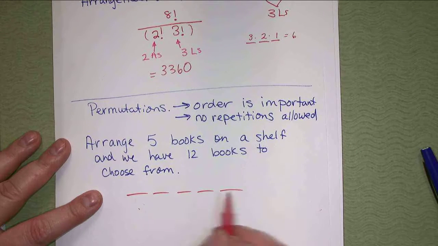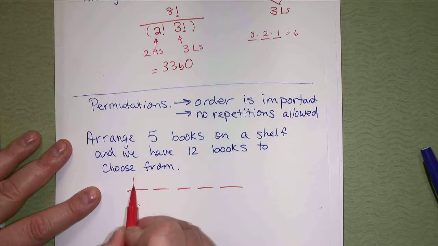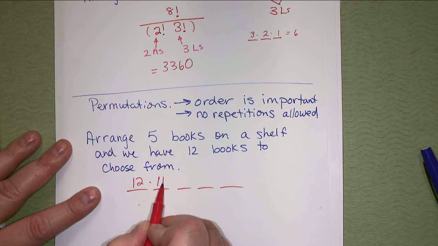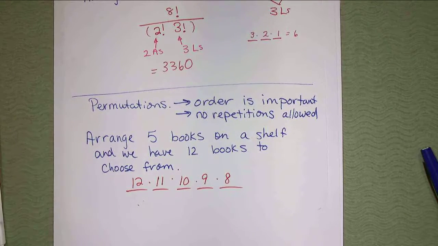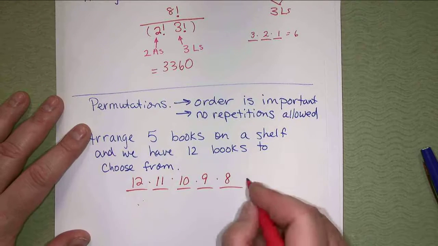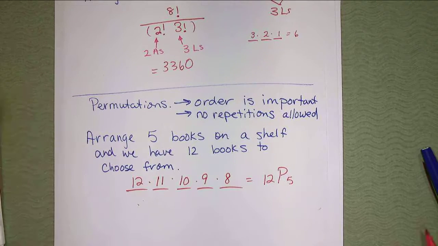1, 2, 3, 4, 5. How many choices for the first spot? 12. Second spot? 11, 10, 9, and then 8. And then you just multiply those, okay? Or you could say this is 12P5. Out of the 12 books, pick 5 of them to arrange. And that's how the formula works.